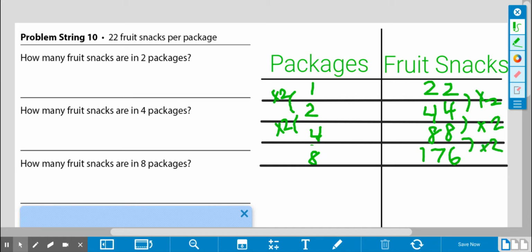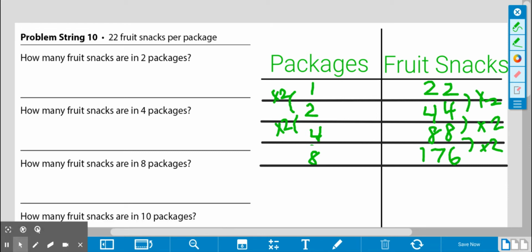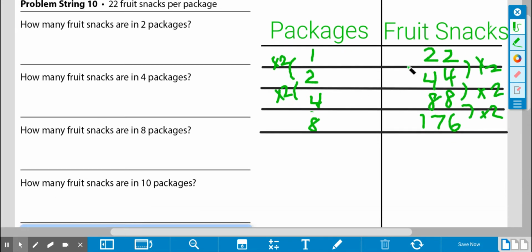All right, let's try this next one. I'm kind of thinking it's going to be 16. I wonder if you're thinking that same thing. Let's find out. Ooh, it's not. It's a little bit different. How many fruit snacks are in 10 packages? So I know that my doubling isn't quite going to cut it. So I want to think of another way. How could I figure out how many are in 10 packages? What am I going to do instead? All right, figure that out.